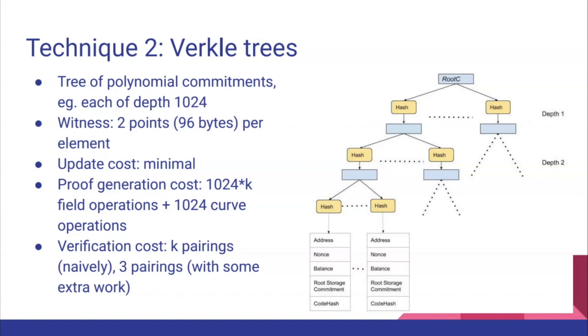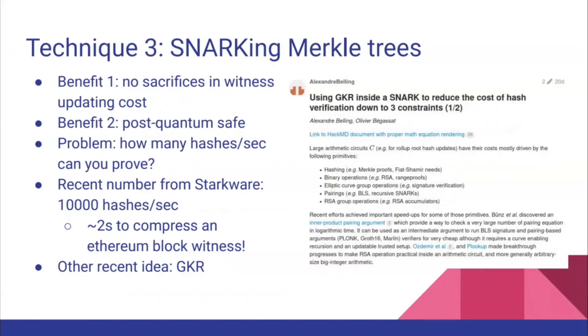And then the proof generation cost is 1024 times k field operations to prove k items. Basically, you just generate everything as a polynomial. And then 1024 curve operations to actually compute the witness. And here we're once again doing one of these multi-witnesses, and it's an even fancier multi-witness that walks across multiple coordinates over multiple polynomials. And the verification cost is k pairings if you do it naively, or 3 pairings if you do some extra work. Technique 3, SNARKing Merkle trees.